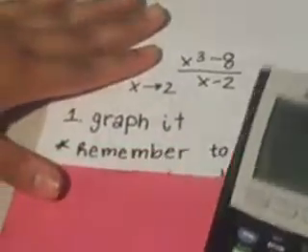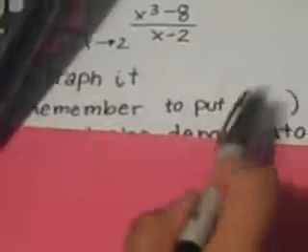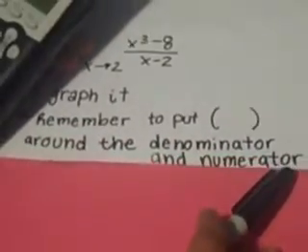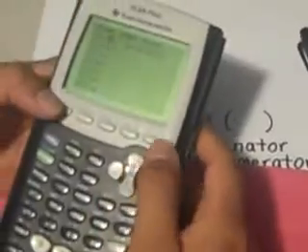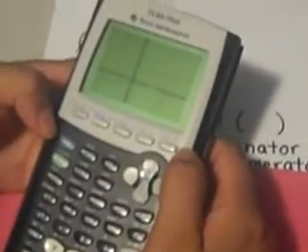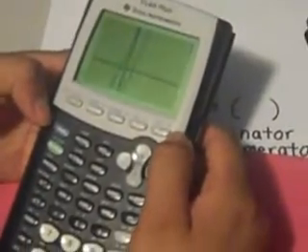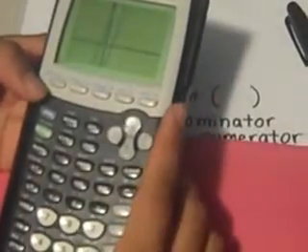So just get your graphing calculator, go to y equals, and then plug in your function. Okay, so just remember to put parentheses around the denominator and also on your numerator, because if you don't, like I did right here, when you graph it you're just going to get 2 lines going up, and that will lead you to the wrong answer.